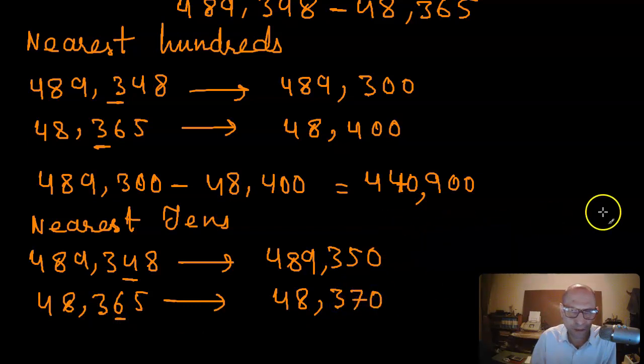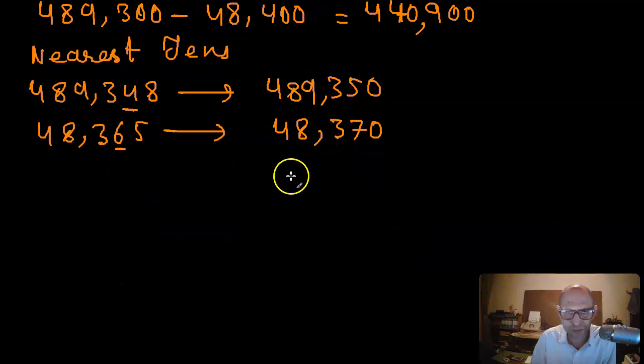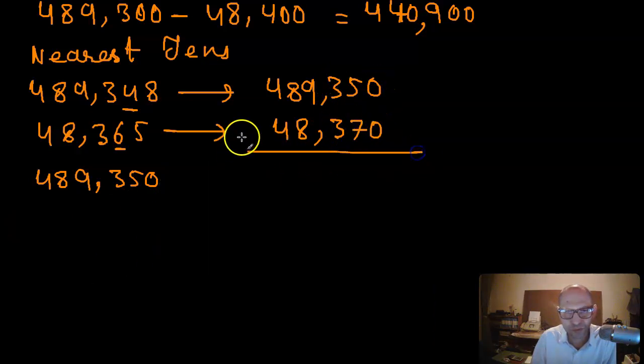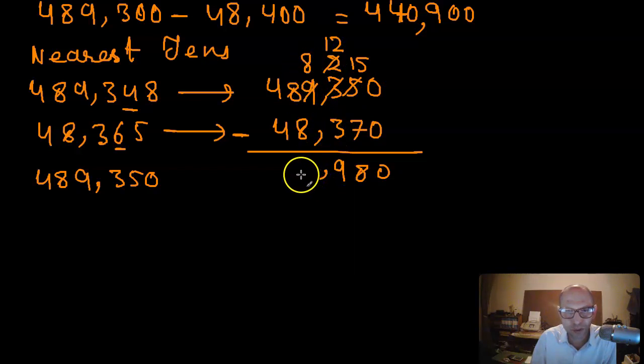So your number essentially becomes 48,370. And now you need to, of course, find the difference between these two numbers. So essentially you have 489,350 minus 48,370. I do the calculation over here first. If I subtract this from this, I'll have 0. And borrow one from here, I'll have a 15. So 15 minus 7 is equal to 8. Borrow one from here, this becomes an 8, this becomes a 12. 12 minus 7 minus 3 is equal to 9. 8 minus 8 is equal to 0. 8 minus 4 is equal to 4, and you have 4 over there.